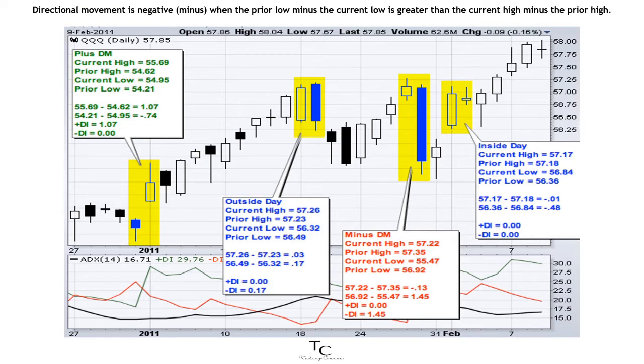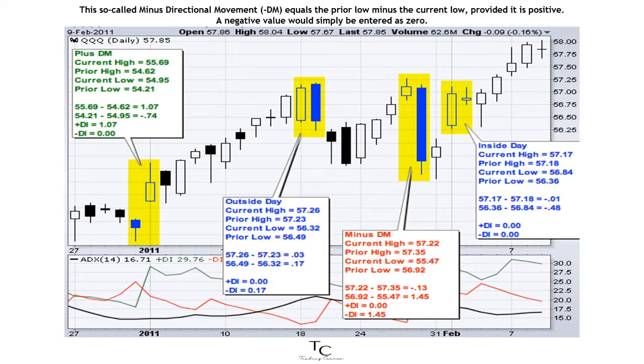Directional movement is negative, minus, when the prior low minus the current low is greater than the current high minus the prior high. This minus directional movement, minus DM, equals the prior low minus the current low, provided it is positive. A negative value would simply be entered as 0.